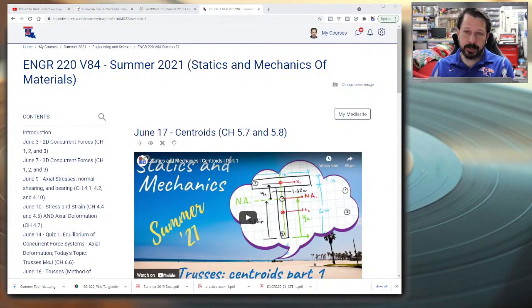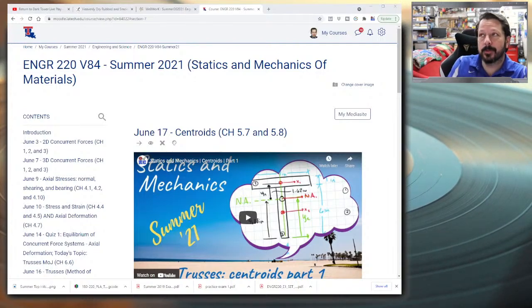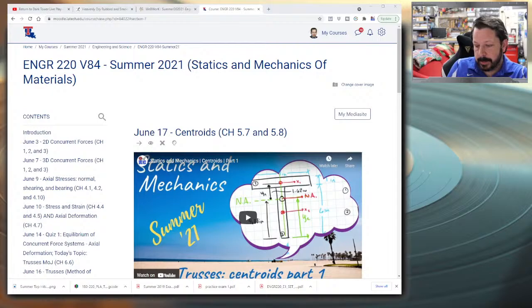Okay, today we're going to talk about centroids. These are not necessarily a statics topic, but they sort of fall into some of the things we need in order to do strength of materials. But they don't have forces on them. What we're talking about here as a centroid, you could relate, it's not the same, but you could relate it to center of gravity. But we're talking about centroids of a planar shape, like a cross section of a beam or something like that.